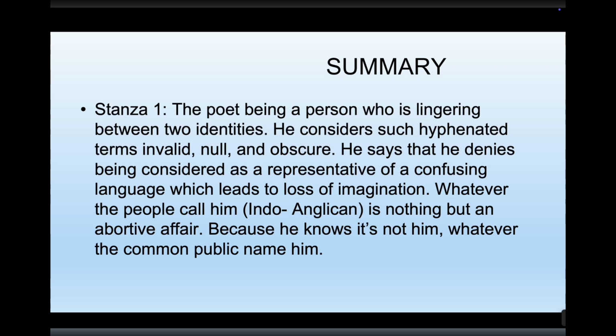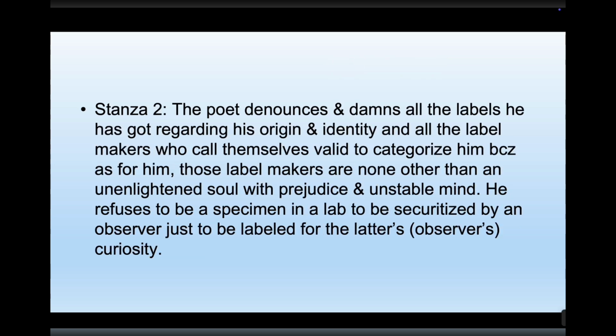So here, in stanza 1, the poet rejects the term Anglo-Indian because it does not truly represent his identity. He refuses to be defined by a colonial label. Now the second stanza: the poet denounces and damns all the labels regarding his origin and identity, and all the label makers who consider themselves valid to categorize him, because for him those label makers are none other than unenlightened souls with prejudiced and unstable minds.